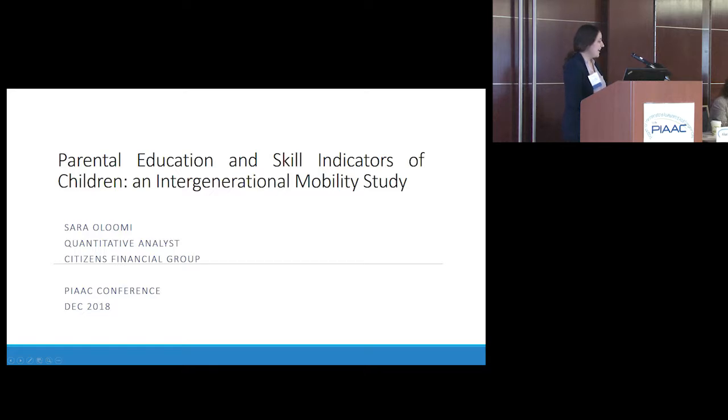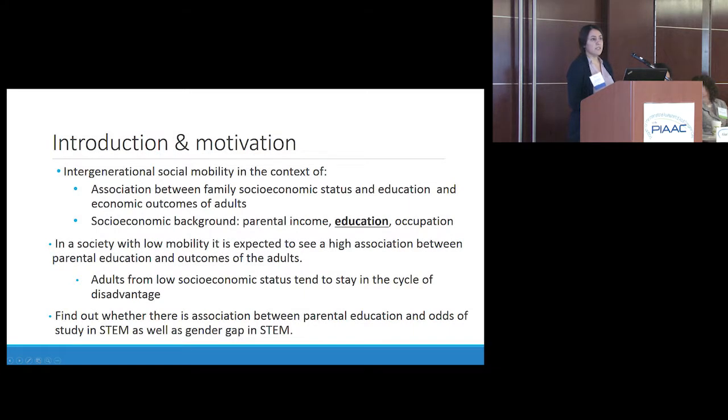So thank you. And by intergenerational social mobility, we are more specifically looking at the association between family socioeconomic status and education and economic outcomes of their children, whom I may call adults during the talk. Based on the literature, there are three main indicators of socioeconomic background, as we learned from the previous session: parental income, parental education, and parental occupation. The PIAAC dataset provides parental education, so we use that as socioeconomic status.